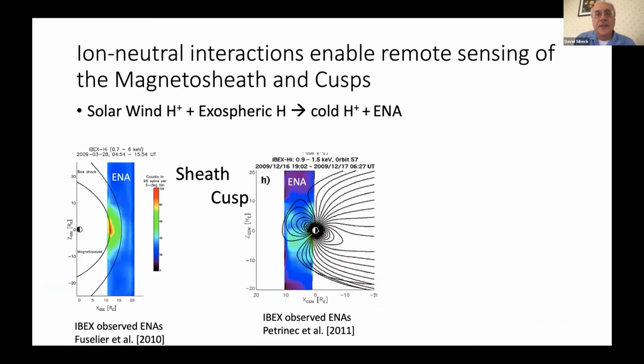Ion-neutral interactions. The magnetosheath is a place where solar wind plasma meets exospheric neutrals. And when that happens, they often exchange electrons.